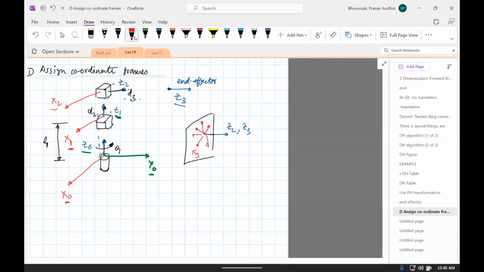Okay, any direction is fine. Now, to make your life simple later on, I would highly recommend that you assign it in such a way that it is parallel to x2. But you could assign it any direction normal to z2 and z3.